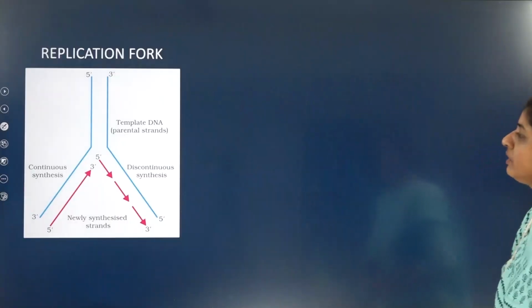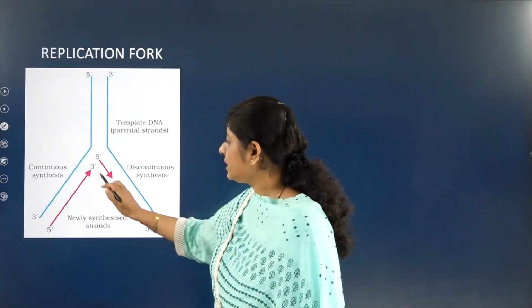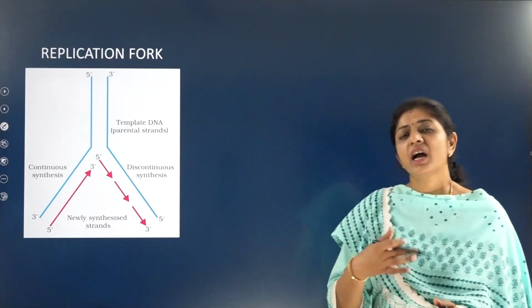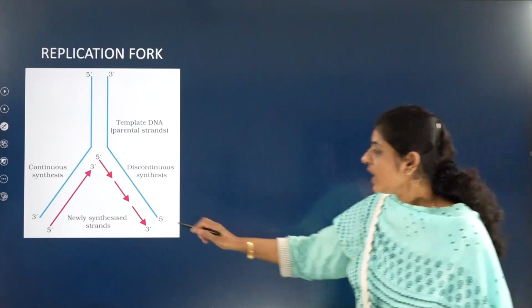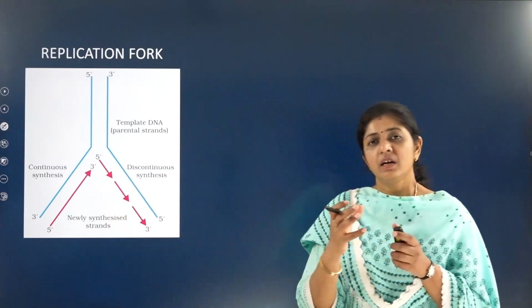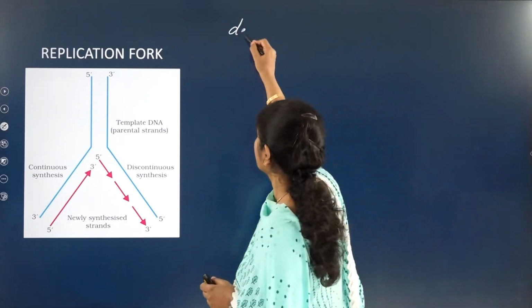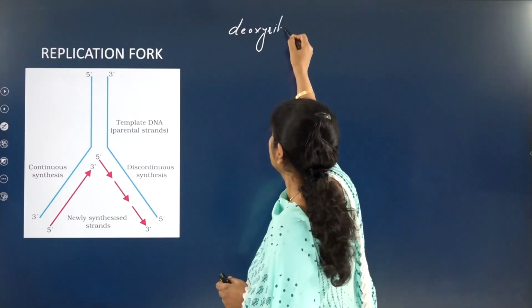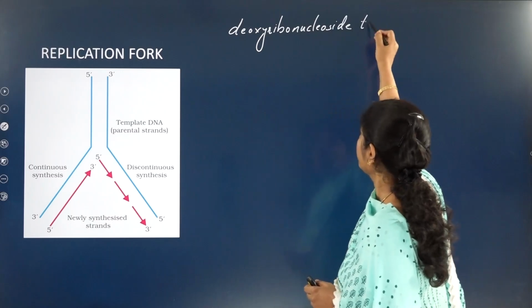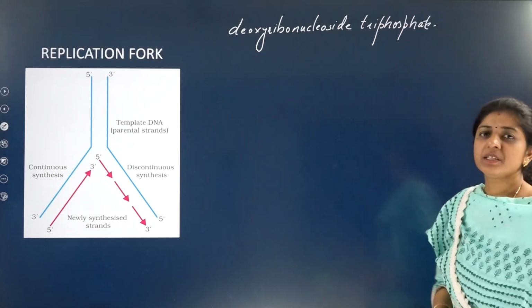Like for example, if I show you this replication fork, this is the parental strand and these are the replica or daughter strand. To reach up to that stage, high energy is required. So who has built this replica? Brick by brick, the nucleotides will come here. Which nucleotide will come here? Deoxyribonucleoside triphosphate. Are you getting that? Which phosphate is required here?